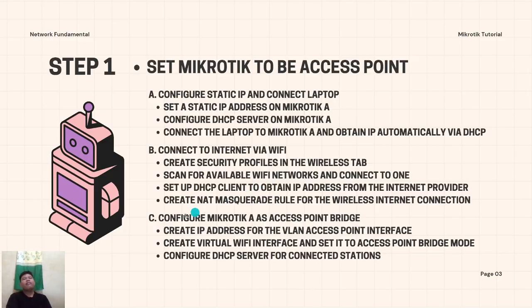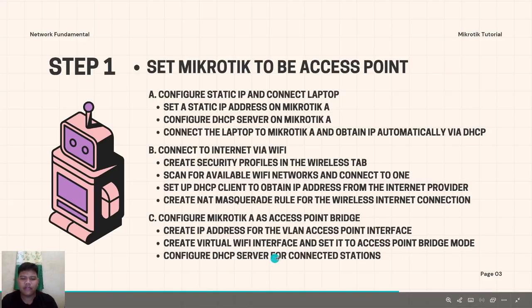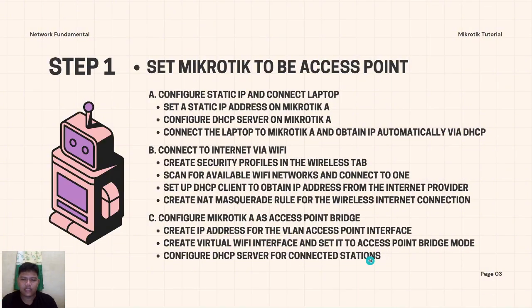And then we go to next step. Step C, configure MikroTik A as an access point bridge. Then create IP address for the VLAN access point interface. And then create virtual Wi-Fi interface and set it to access point bridge mode. And then configure the DHCP server for connected stations.